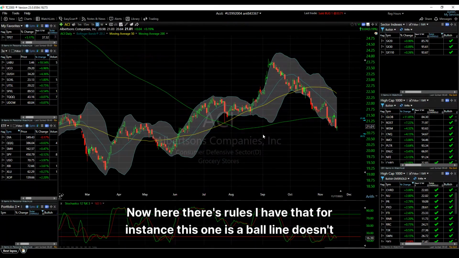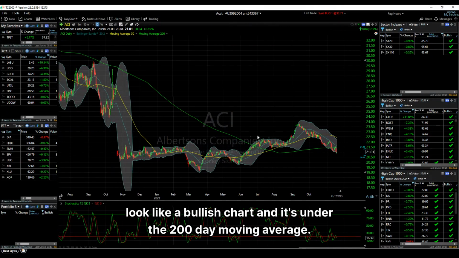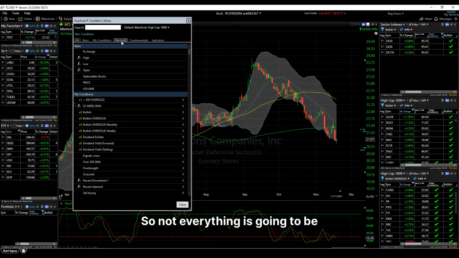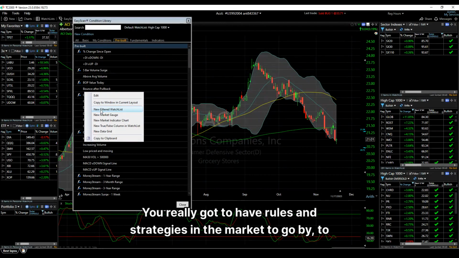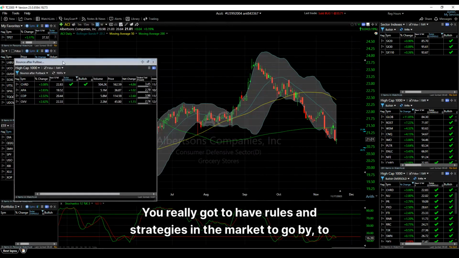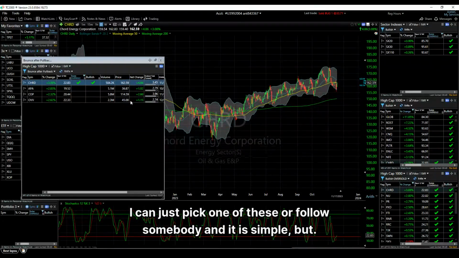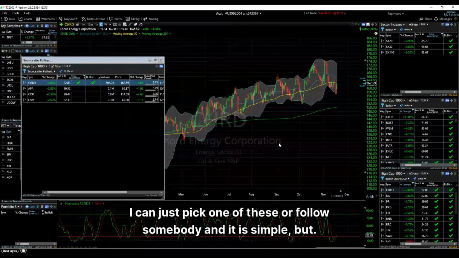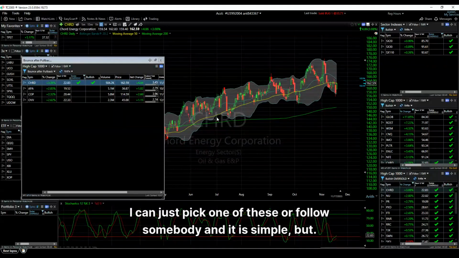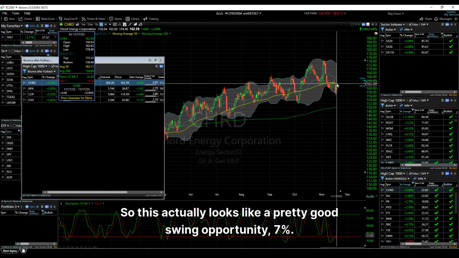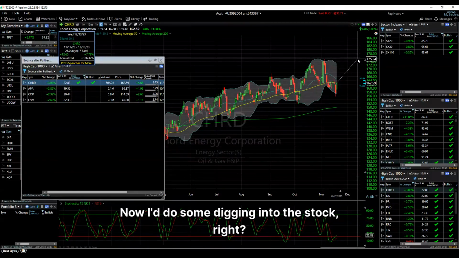Now here, there are rules I have. For instance, this one is falling, doesn't look like a bullish chart, and it's under the 200-day moving average. So not everything is going to work. You really have to have rules and strategies in the market to go by to actually make money. It ain't just pick one of these or follow somebody. And it is simple, but you really got to grasp what's going on first. So this actually looks like a pretty good swing opportunity, 7%.